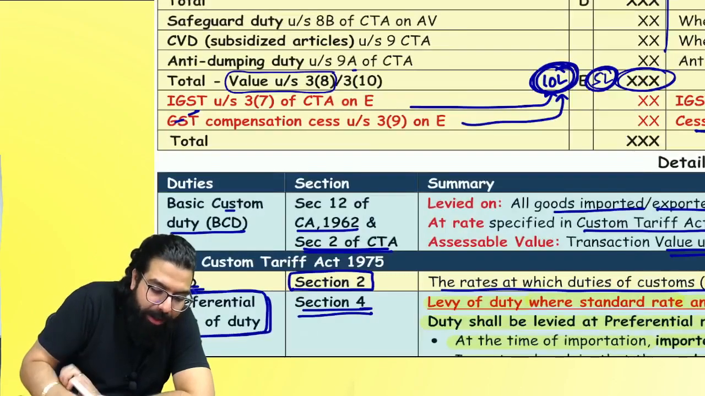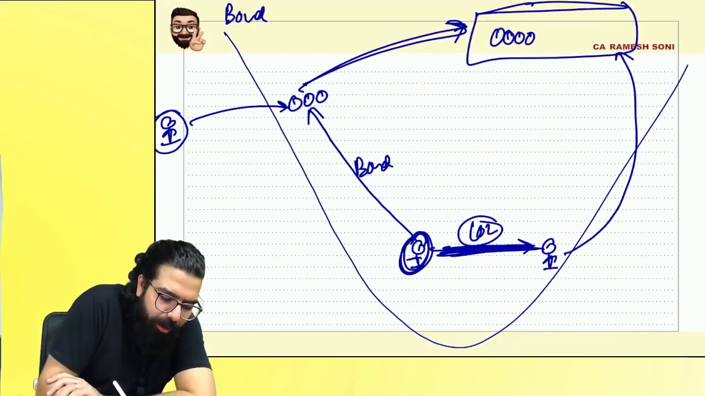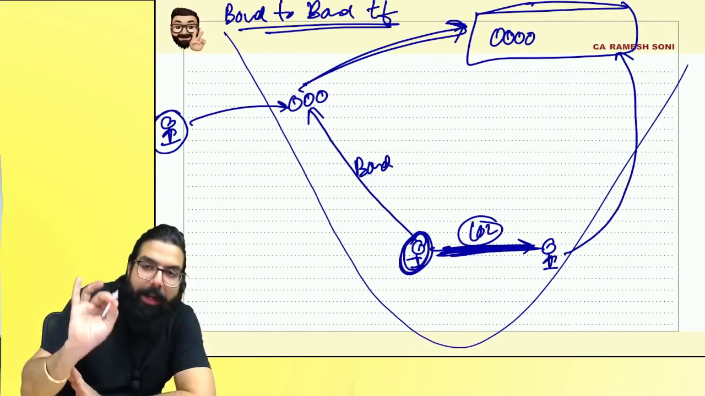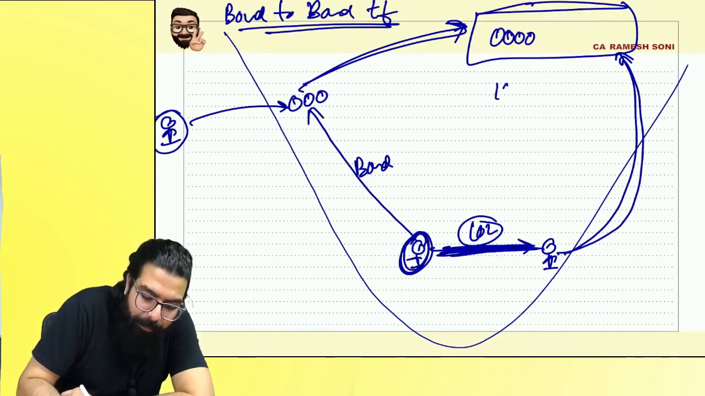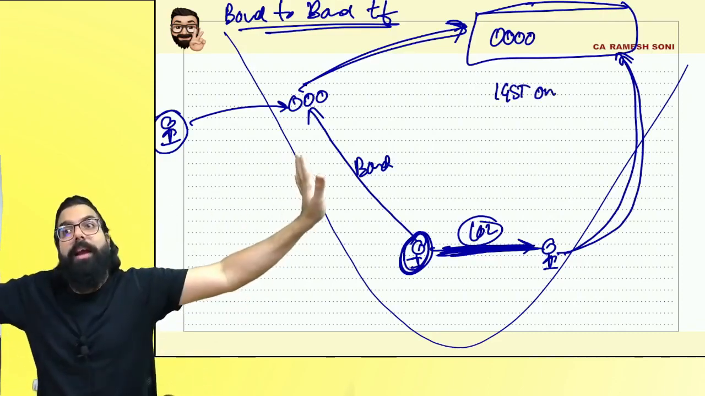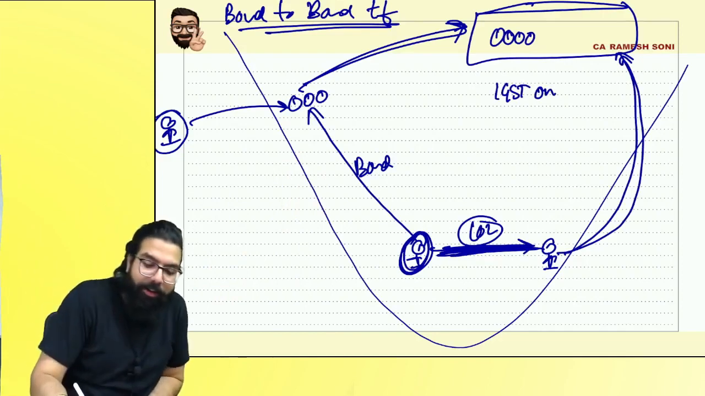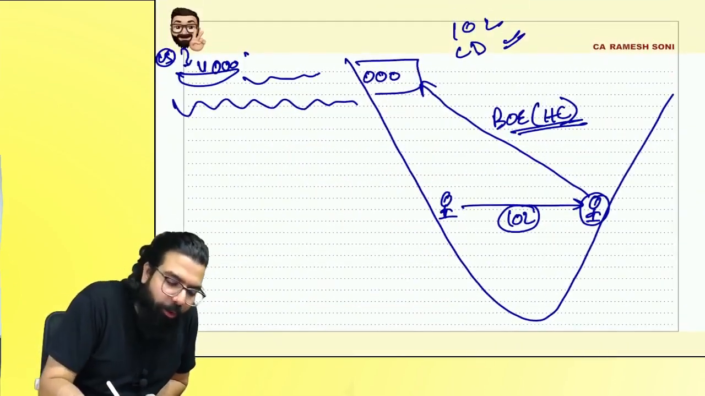But sir, this is known as what, everyone? Bond to bond transfer. Remember one thing, in bond to bond transfer, when he is going ahead and clearing the goods, he will pay IGST, only IGST. Customs duty, normal calculation. Did you guys get it? IGST on 3(8) value or transaction value, whichever is higher.